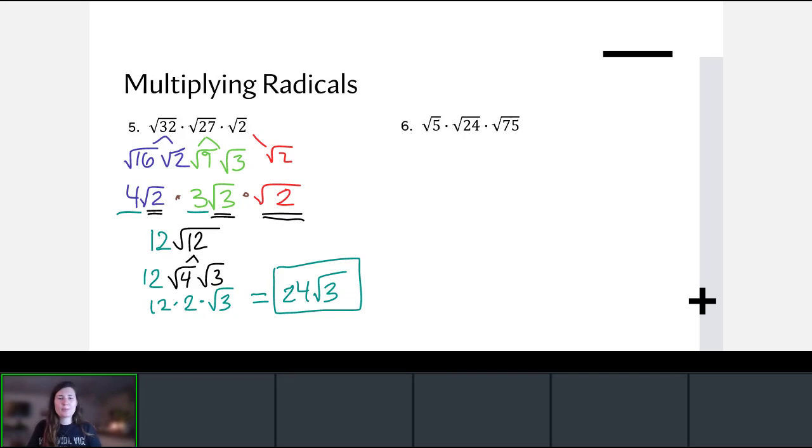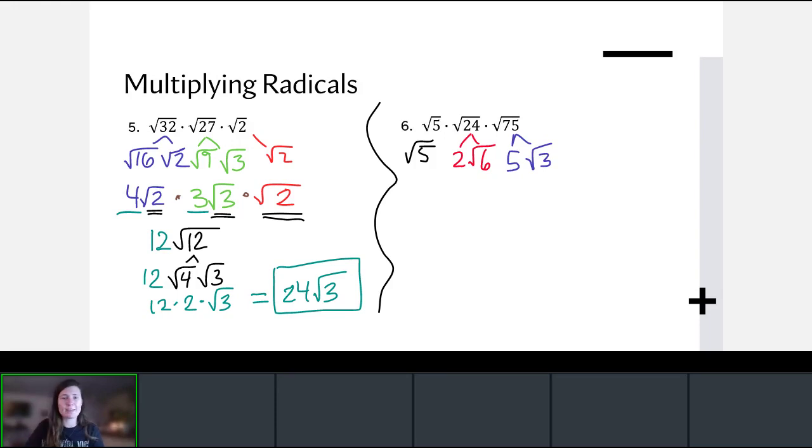Our final problem, just kidding, not our final problem. Our third to last problem, we're going to break down. Root 24 will break down into root 4 times root 6. Root 4 is 2. So 2 square root 6. And then root 75 can be broken down to root 25, root 3. So root 25 is 5. So 5 root 3. Okay, did a little bit in my head there.